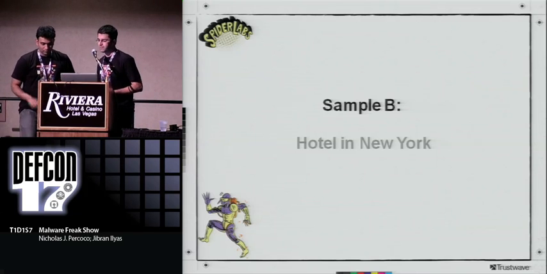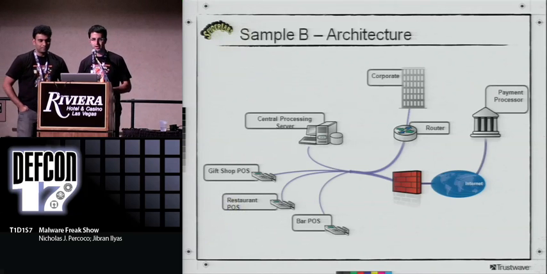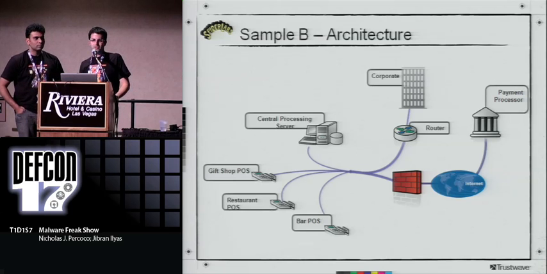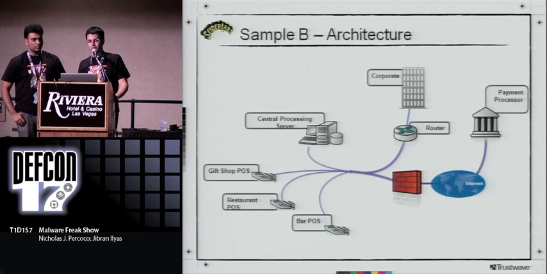Okay, so now the second piece of malware we obtained from a hotel in New York. So we're going to go through that example here. Basically the architecture, as you see here, looks rather similar to what we saw in the casino club. But one major difference is that this was a chain of hotels, and so there was more than one environment connected here. You see the router there leading up to corporate. That's a key aspect of how this compromise took place. But then you also see we have multiple machines here: a gift shop, a restaurant, a bar, and a central processing server.